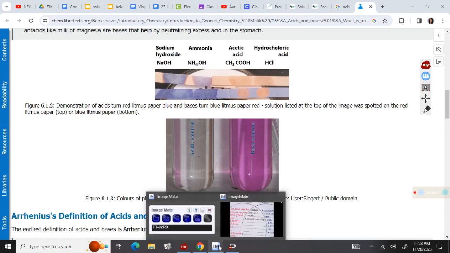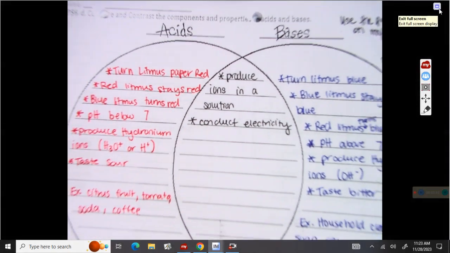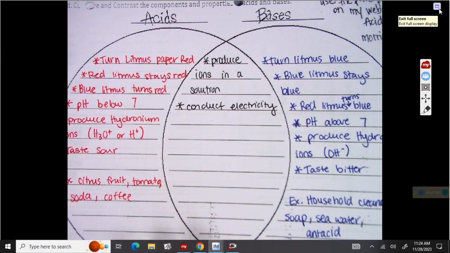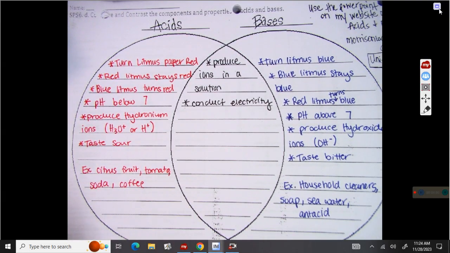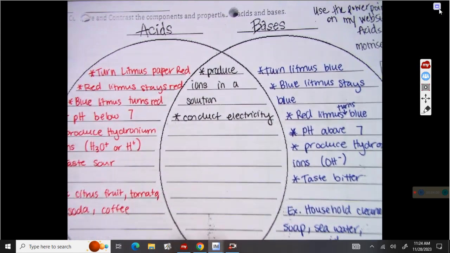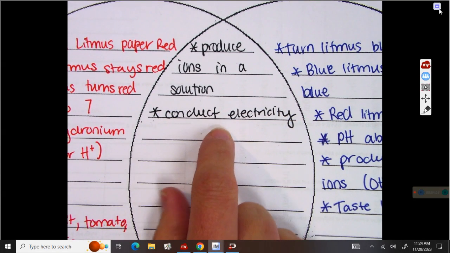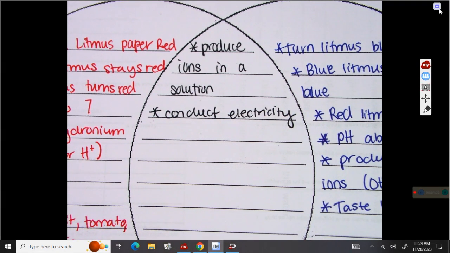So on your Venn diagram, you need two colors, red and blue. What I've done, we've labeled acids in red and bases in blue, and we put the properties on either side with some examples at the bottom. Now, one thing I want you to notice is the part that says both. When acids and bases dissolve in a solution, they will produce ions. The acids produce hydronium ions, bases produce hydroxide ions, and those ions are what help us conduct electricity. The more ions we have, the stronger the electrolyte will be, the stronger the current will be.